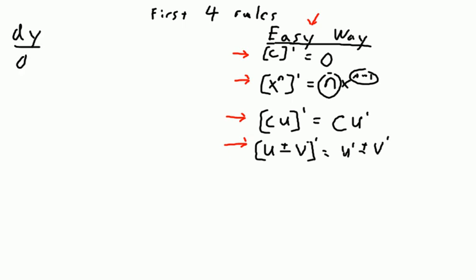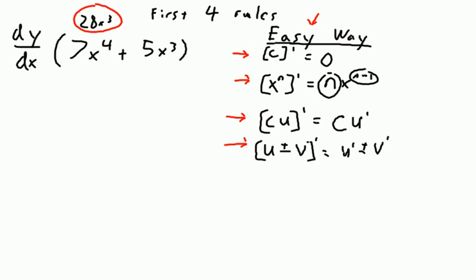dy dx of, let's get an uglier expression. 7x to the 4th, which we remember from above, and we remember the derivative of this piece is 28x to the 3rd. I'll just put that up there for reference. Plus something else. How about 5x cubed? Well, turns out the derivative is just the derivative of that first piece plus the derivative of the second piece. Just as easy as you could imagine.